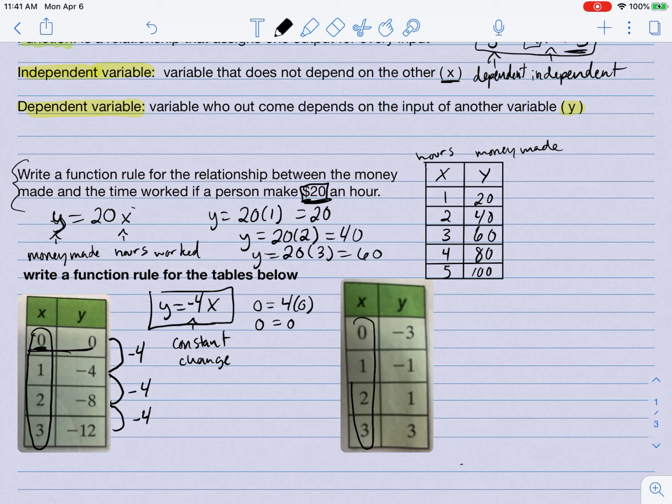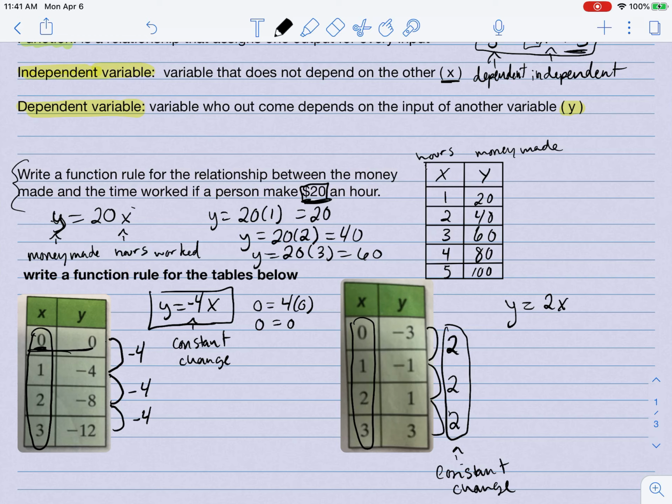Okay, same thing. Note we've got consecutive numbers for our x value. So now we're going to look at the constant change from one y to the next. So you go from -3 to -1. That's an increase of 2, so you're adding 2. Now from -1 to 1, that's another increase of 2. 1 to 3, that's another increase of 2. So now our constant change is 2. So now we can write our function, y is equal to our constant change times x.